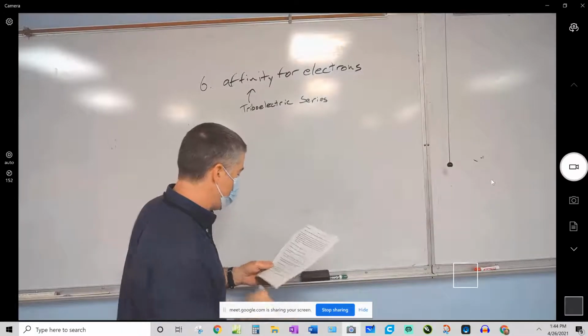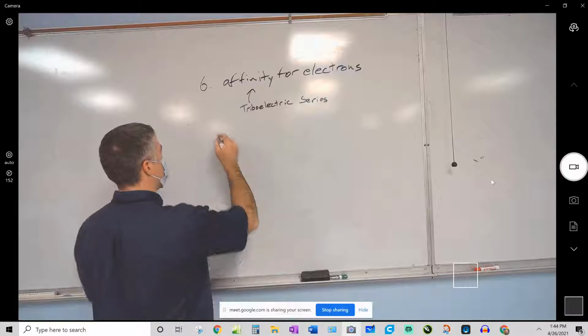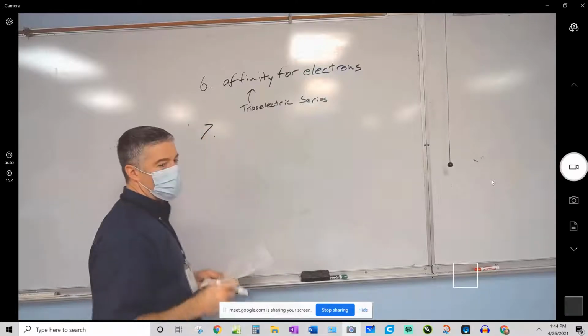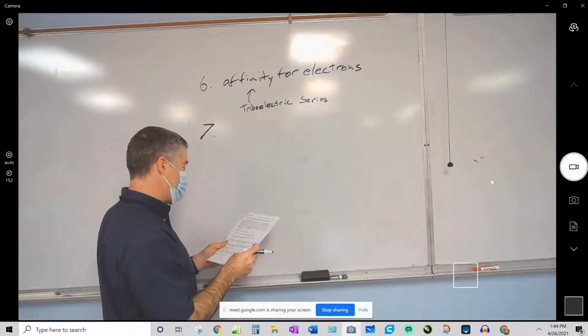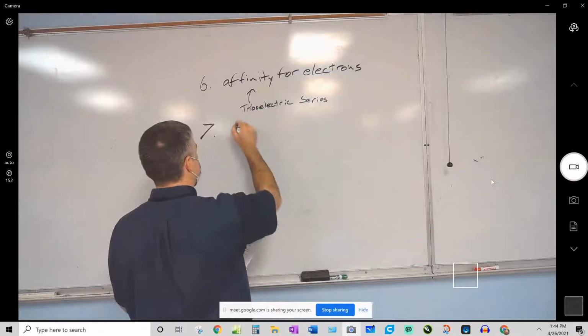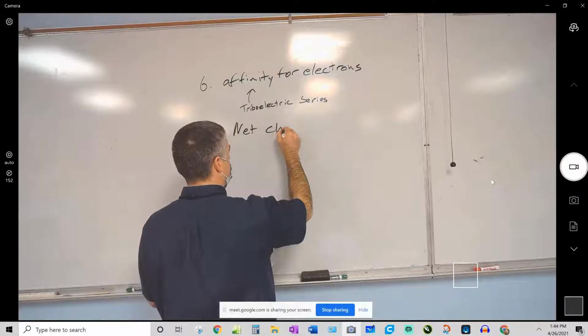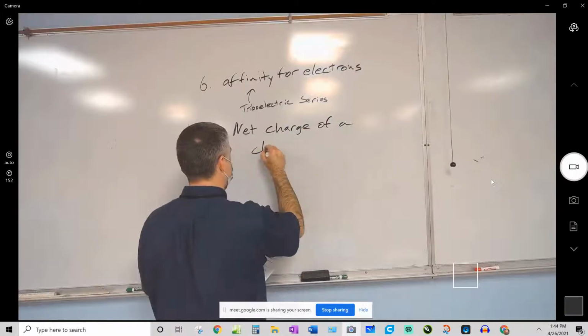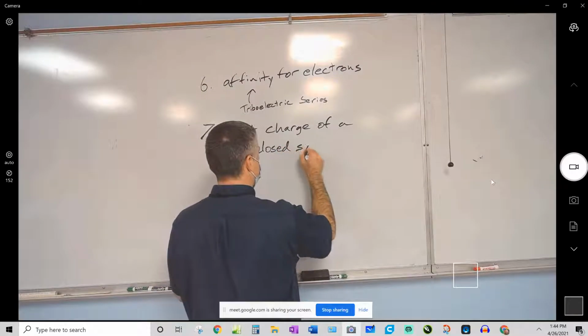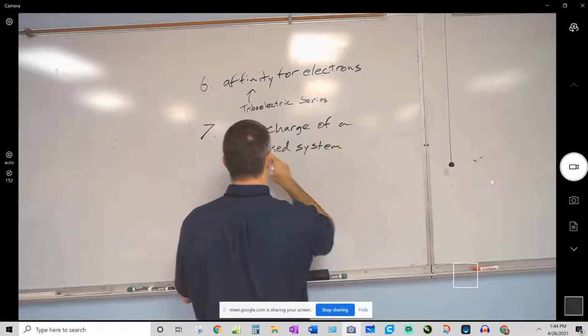Number 7, the law of conservation of charge. So we've been over a lot of laws of conservation, and I'll write part of it. I bet you can tell me the rest. The net charge of a closed system does what?